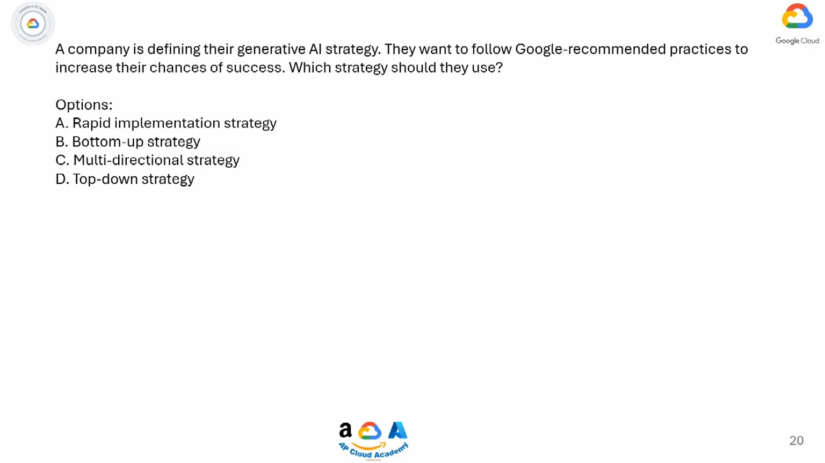A company is defining their generative AI strategy. They want to follow Google recommended practices to increase their chances of success. Which strategy should they use? Options. A. Rapid implementation strategy. B. Bottom-up strategy. C. Multi-directional strategy. D. Top-down strategy. Correct answer, D. Top-down strategy.